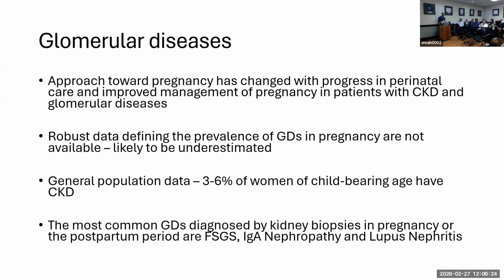To introduce glomerular diseases, the approach toward pregnancy overall has changed because of improvements in perinatal care, with more patients now being open to pursuing pregnancy. There's not a lot of robust data with regards to glomerular diseases in pregnancy, again linked to the fact that a lot of physicians aren't keen on pursuing kidney biopsy in these patients. In terms of general population data, 3 to 6% of women of childbearing age have chronic kidney disease, and the most common glomerular diseases diagnosed by kidney biopsy would be FSGS, IgA nephropathy, and lupus nephritis.